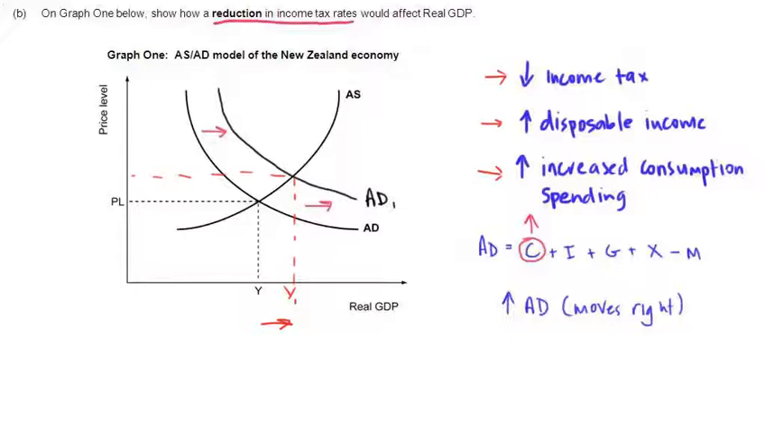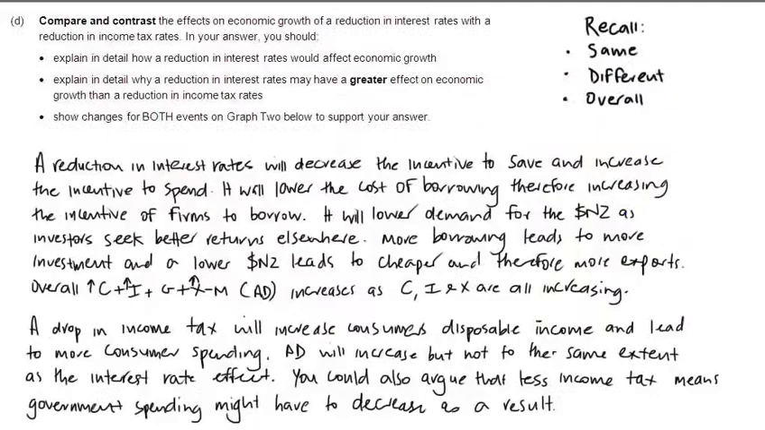Okay, so let's have a look at the question then. And the question asks us to compare and contrast the effects on economic growth of a reduction in interest rates compared to a reduction in income tax rates. And there's some bullet points there to address. Explain in detail how the reduction in interest rates would affect growth. Explain why interest rates may have a greater effect on growth than reduction in income tax rates. And then show the changes in the graph below.